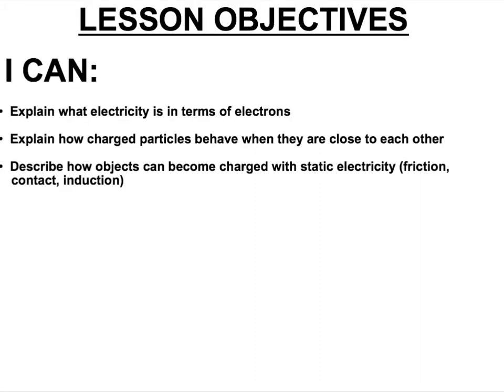This is the first video of our last unit on electricity, and this video is on static electricity. At the end of this video, I want you to be able to say, I can explain what electricity is in terms of electrons, explain how charged particles behave when they are close to one another, and describe how objects can become charged in 3 different ways: by friction, by contact, and by induction. Let's get started on accomplishing these objectives.